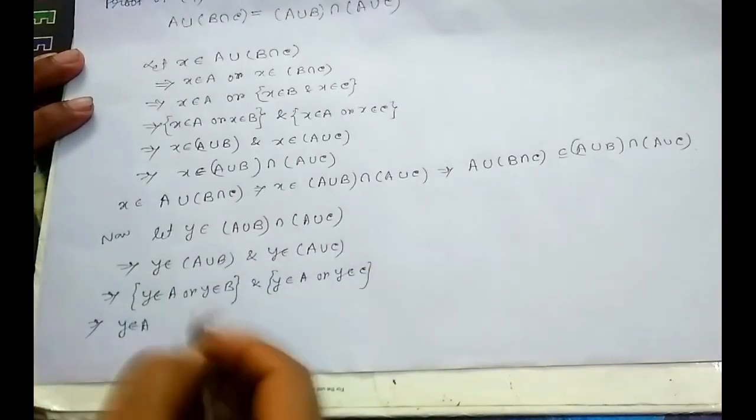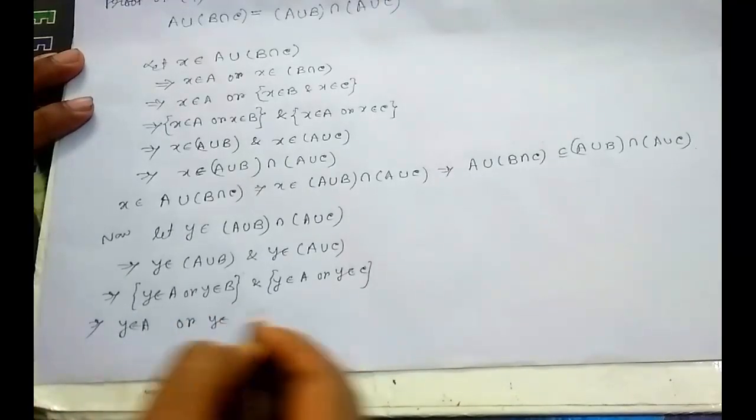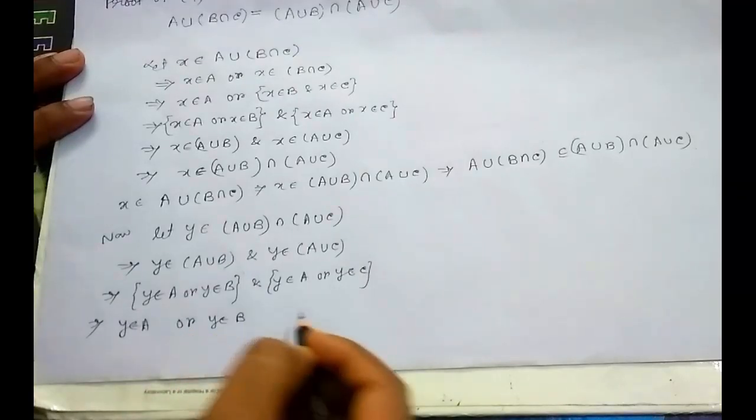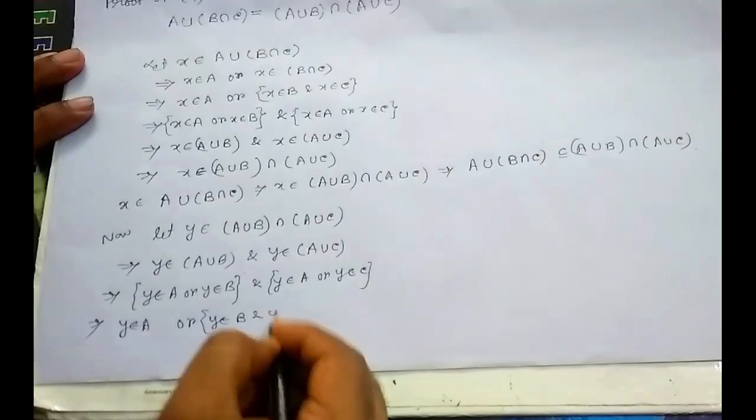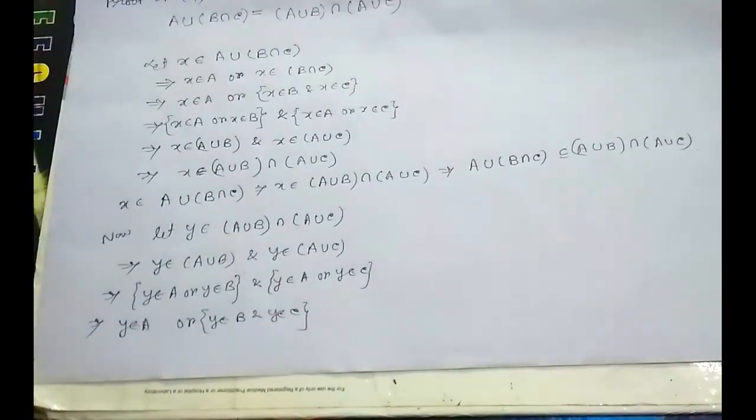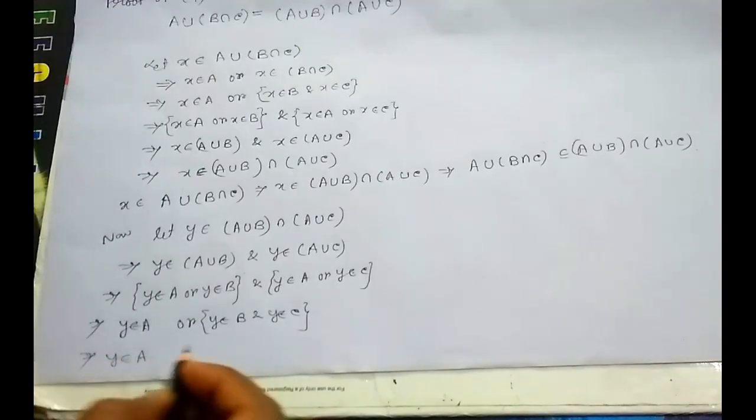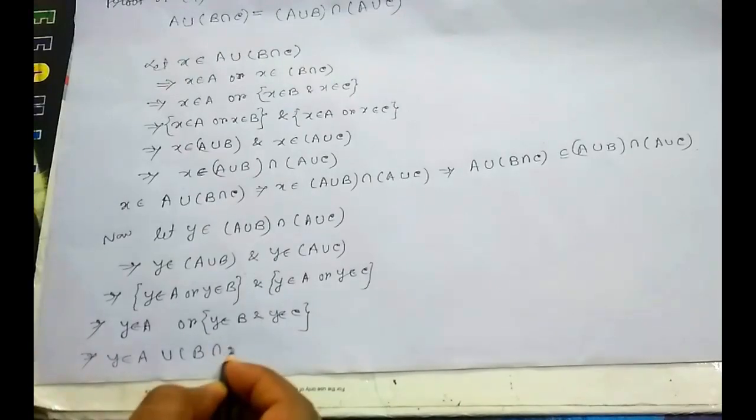So this line implies that y belongs to A, the y belongs to part is common, okay, or y belongs to B and y belongs to C, because in this part y belongs to A or y belongs to B. So either y in A or B, and in this part either y in A or B. So from both the parts y belongs to A, but this statement y belongs to B and y belongs to C. Okay, now this implies that y belongs to A union B intersection C.